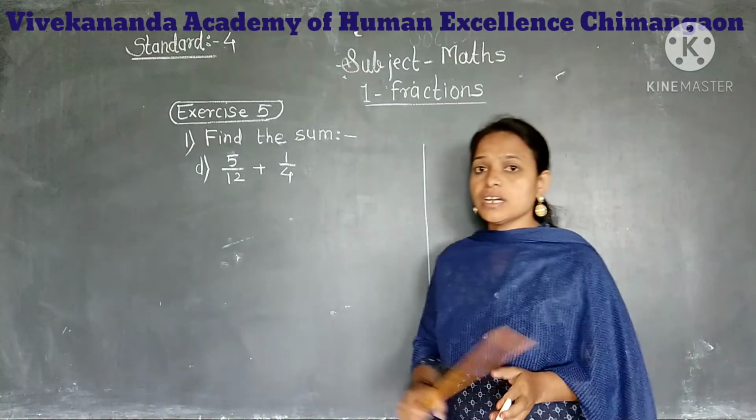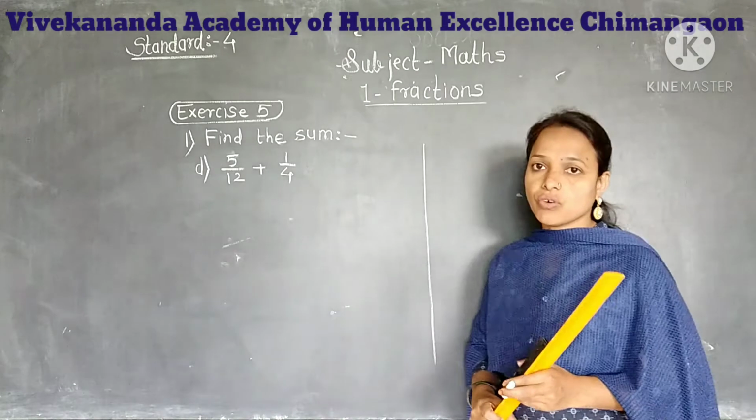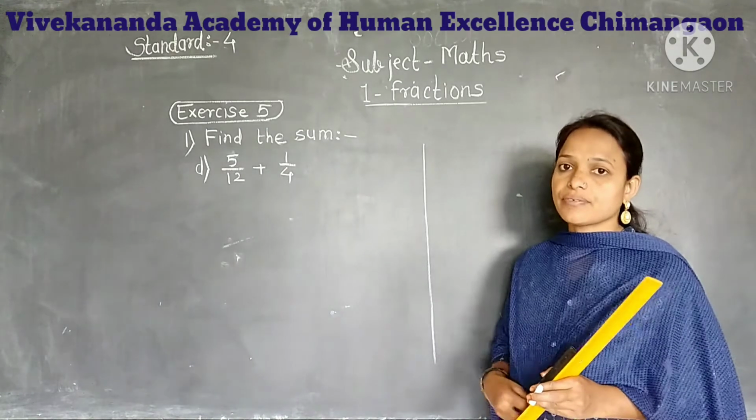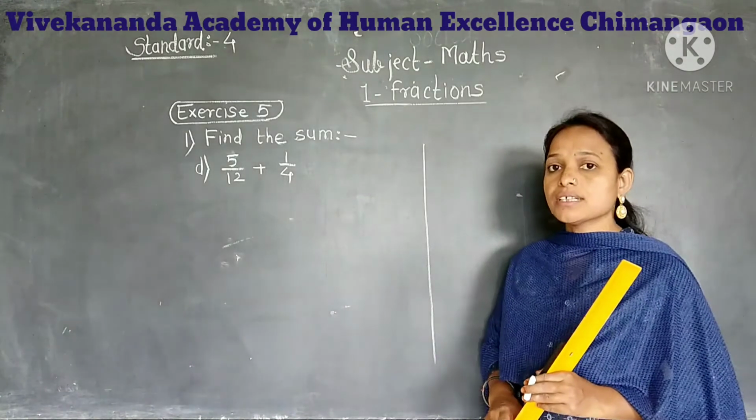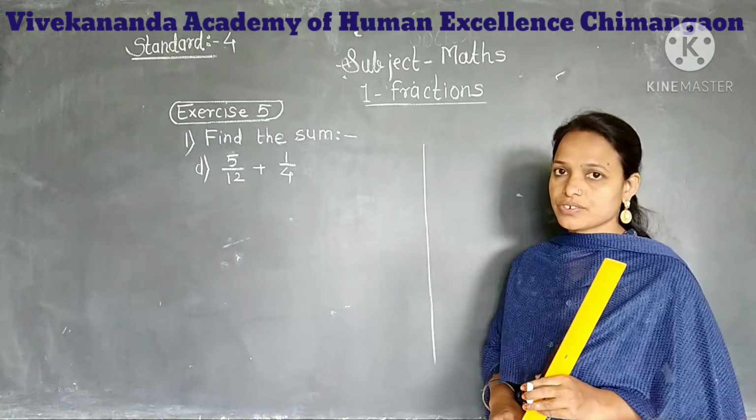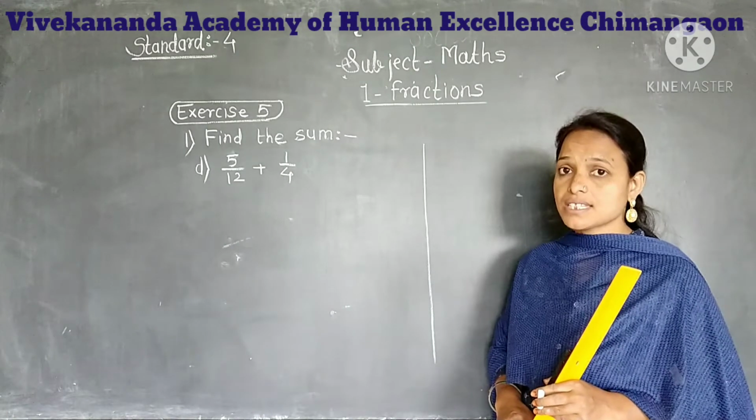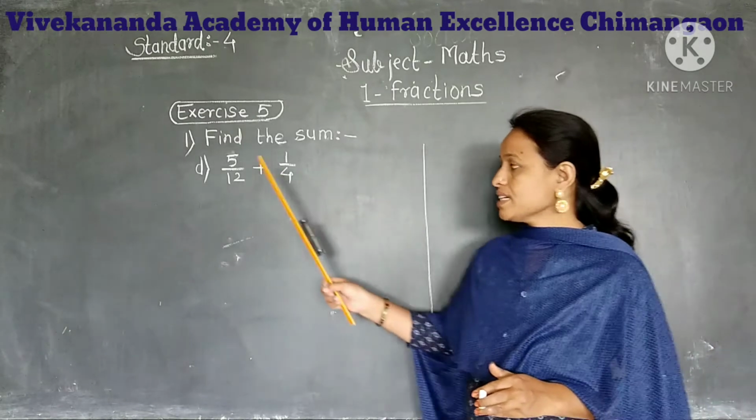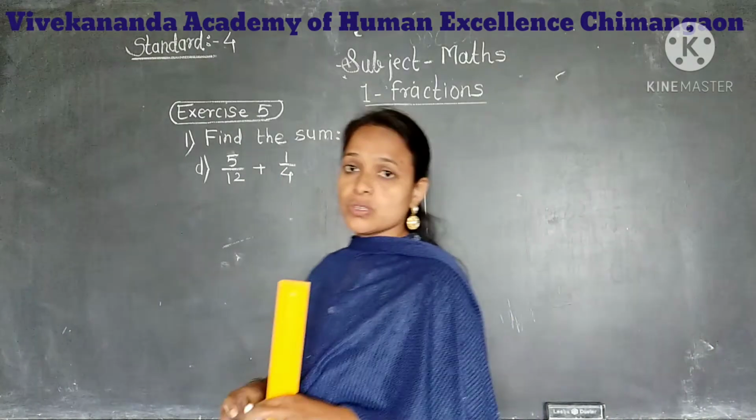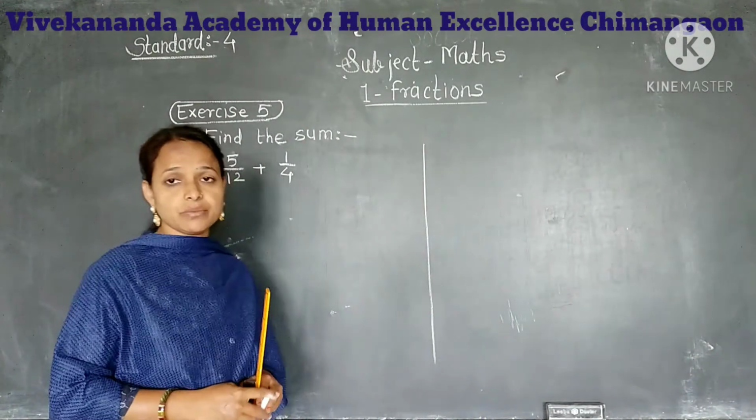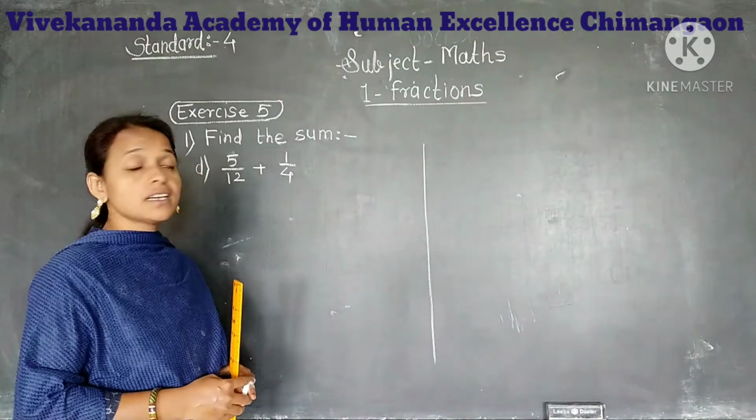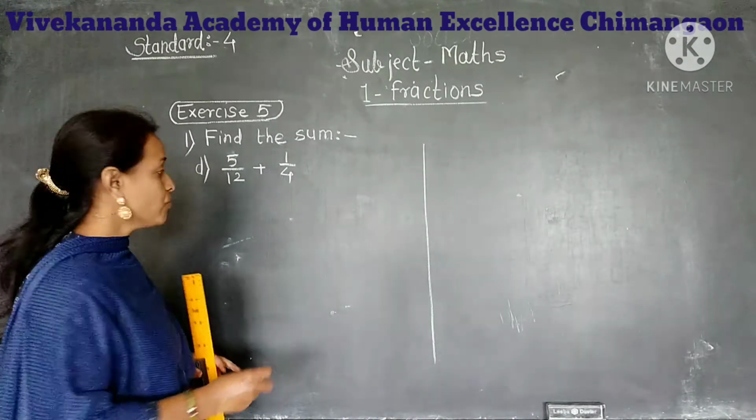Next example, 5 upon 12 plus 1 upon 4. These are also unlike fractions. So first we convert these unlike fractions into like fractions by finding their LCM. So we find the LCM of 12 and 4. By the prime factorization method we find the LCM of 12 and 4.